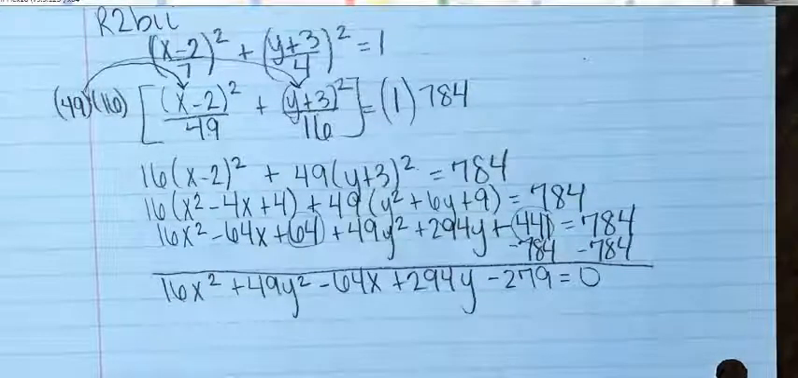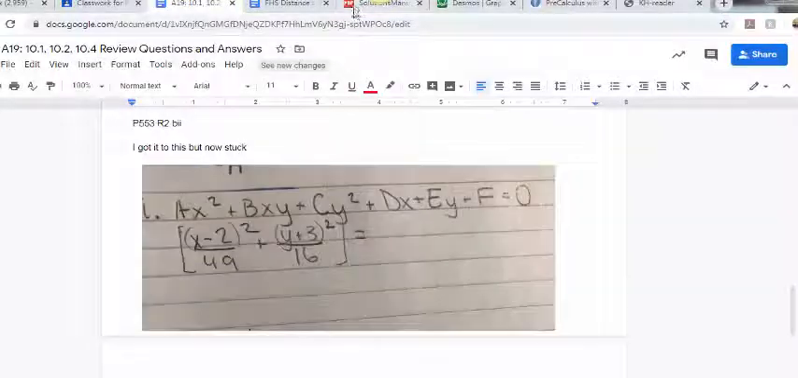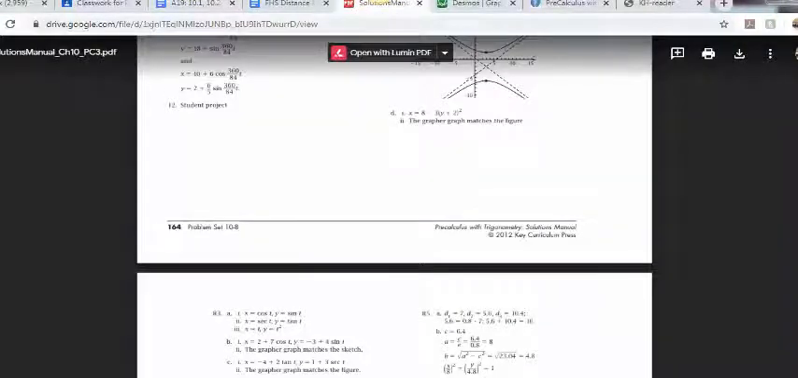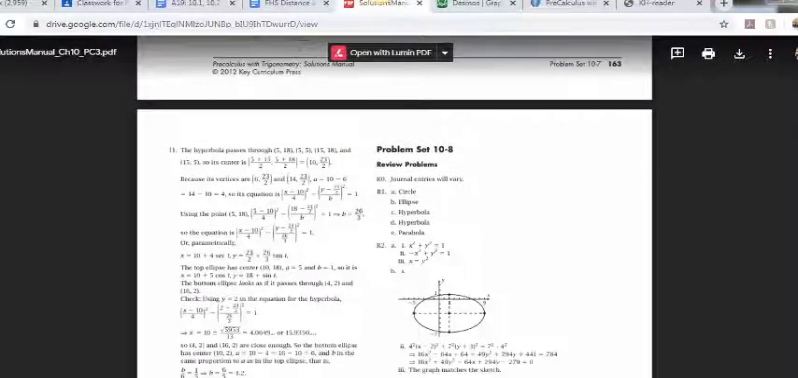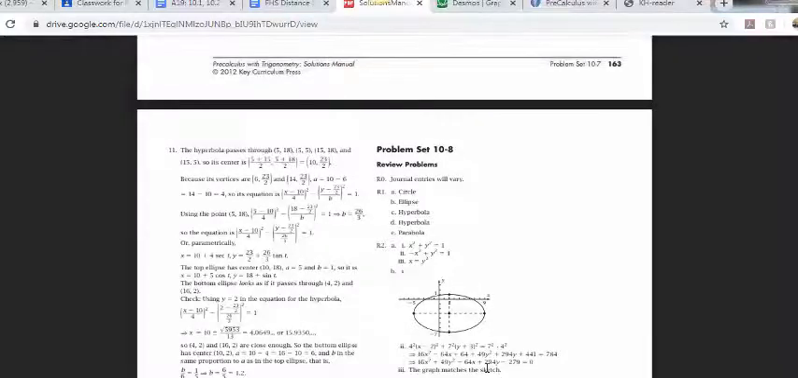I'm going to double check my answer here. R2, B2. Yep, look, that looks good, I think. 49y squared minus 64, 294. Looks good.